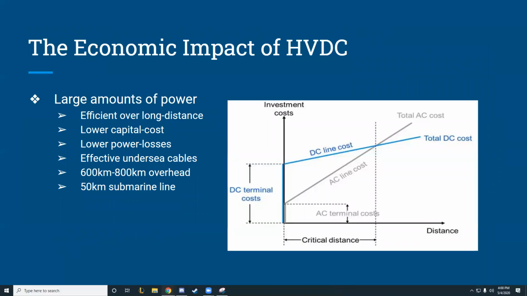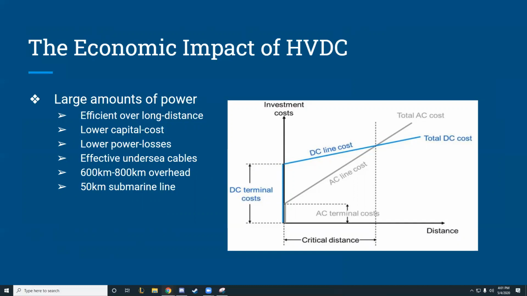For the economic impact of high voltage DC systems, high voltage DC is more efficient over long distances and for transmitting large amounts of power. Also, high voltage DC will give us a lower capital cost, lower power losses, and is more effective for undersea lines.